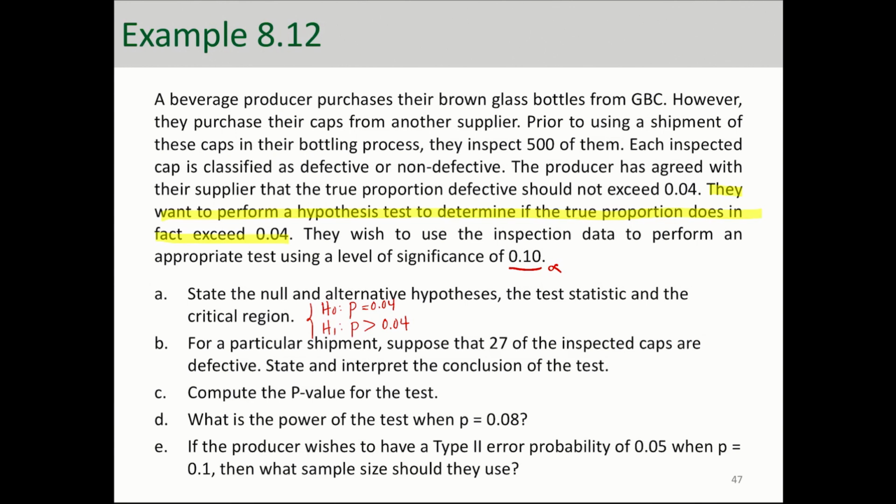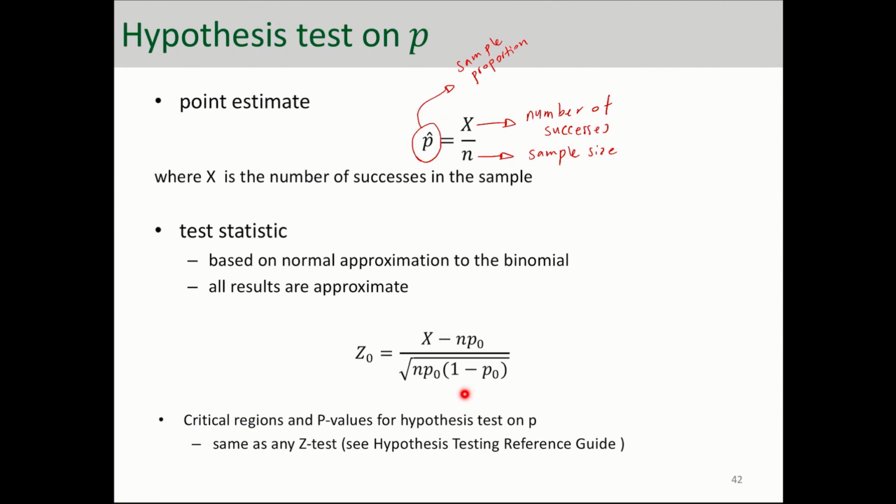So let's see what happens. Part B says, for a particular shipment, suppose that 27 of the inspected caps, out of the 500, are defective. State and interpret the conclusion of the test. All right. So we have to calculate the test statistic first that we talked about a few slides back. Here's the test statistic that we have to use. X, in this case, is the 27. N is the 500. And p naught is 0.04. So let's calculate the test stat here.